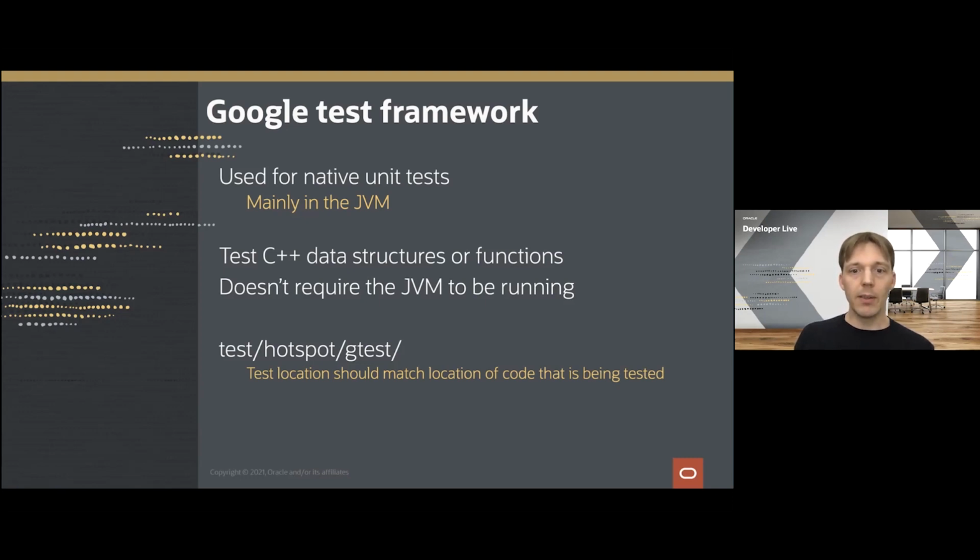When you write some tests, if you write new tests, which you should do if you write new code, you should always try to follow the pattern when you locate this test in the source tree. The location should match the location of the code that is being tested. So there's the test hotspot instead of the source hotspot, for instance.